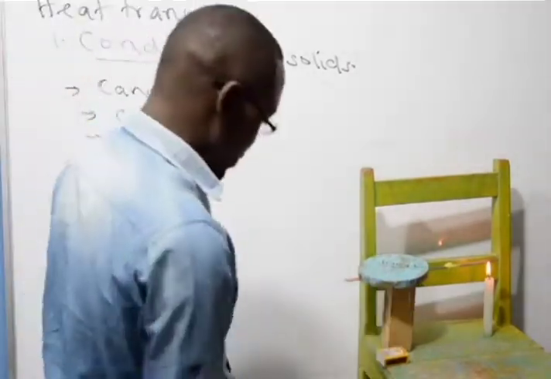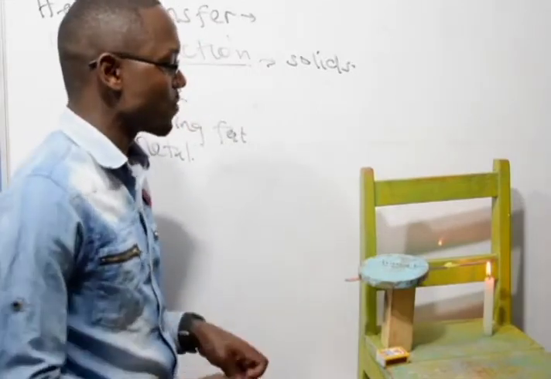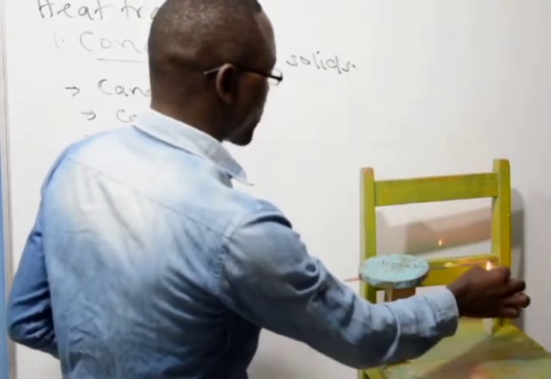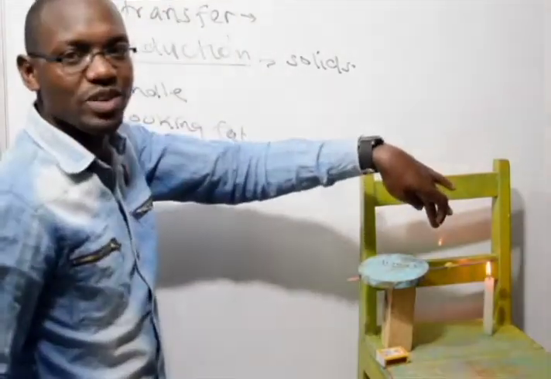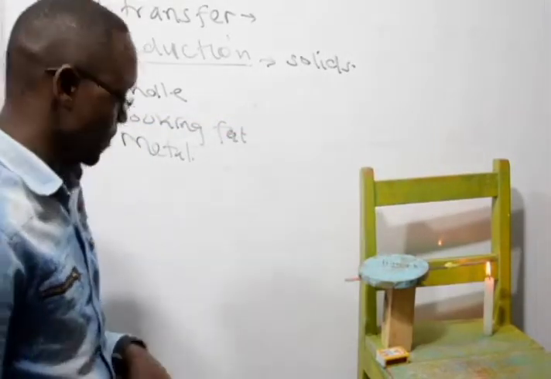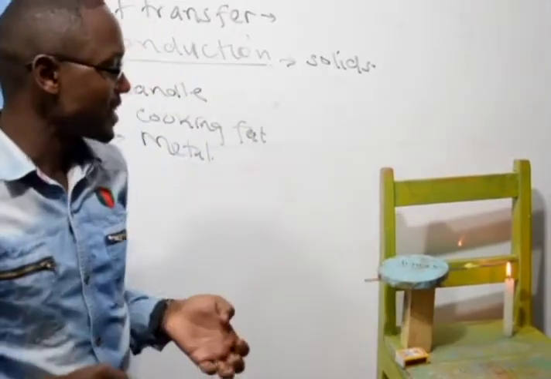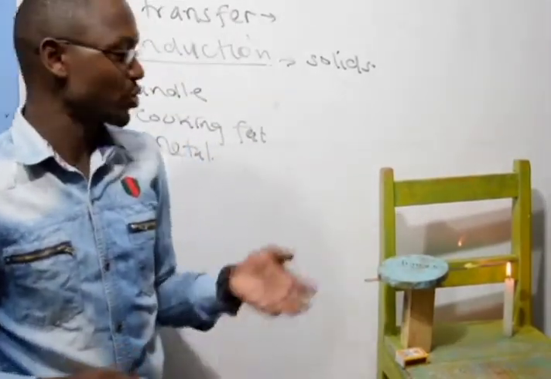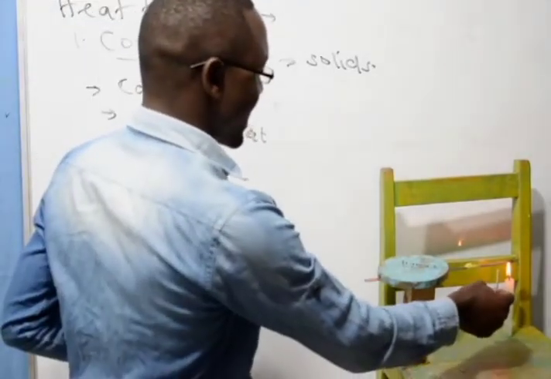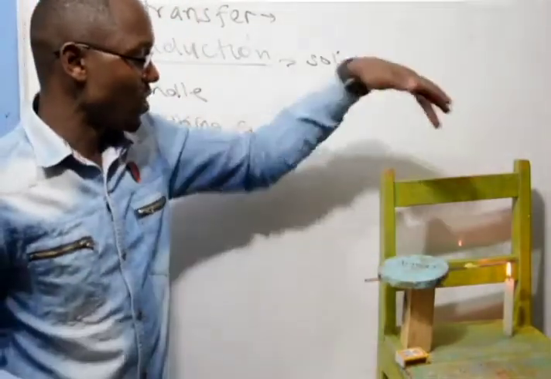So this metal, the point that is near the fire, or that is on top of the source of heat, is going to gain heat. Then that heat is going to move from this point towards where we have the cooking fat, and then we shall see what will happen to the cooking fat after some time. So I repeat again, as you perform this experiment, take care not to burn yourself because you are dealing with heat. So we are burning this solid from one point on this side.